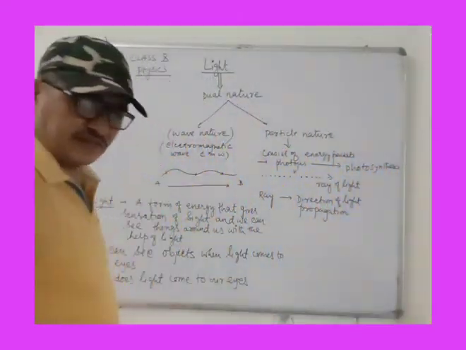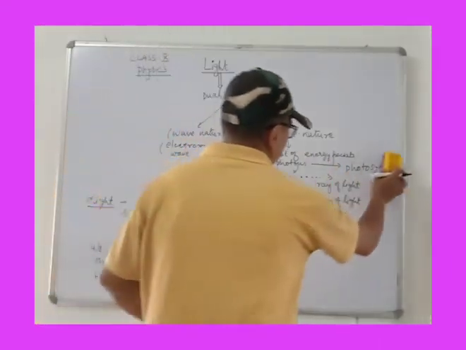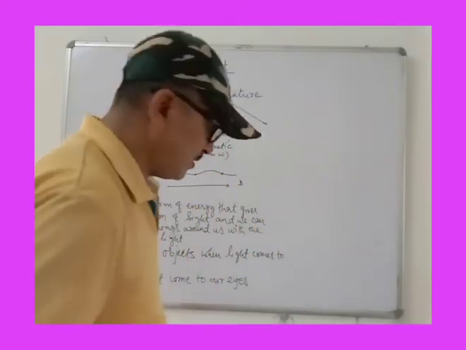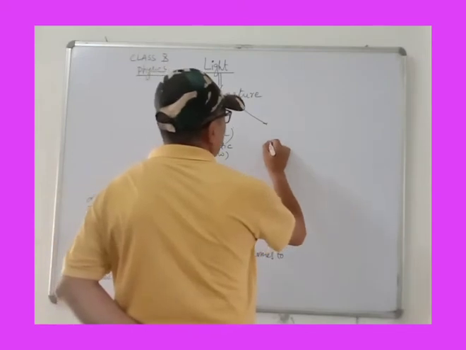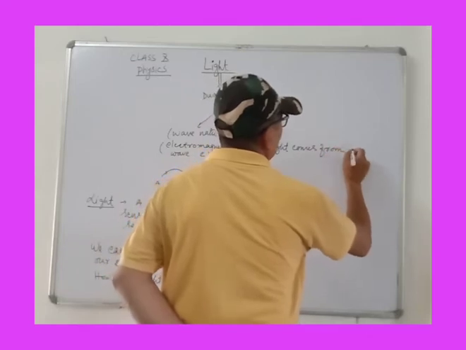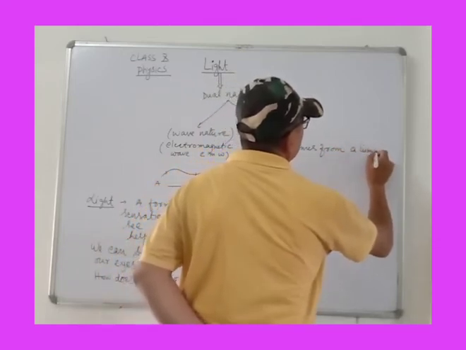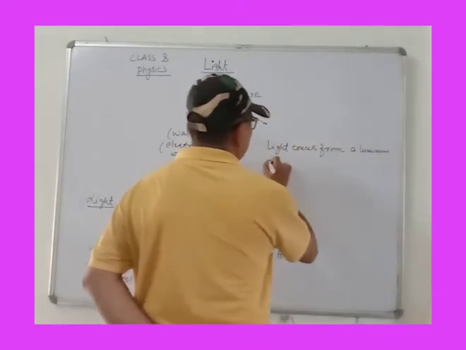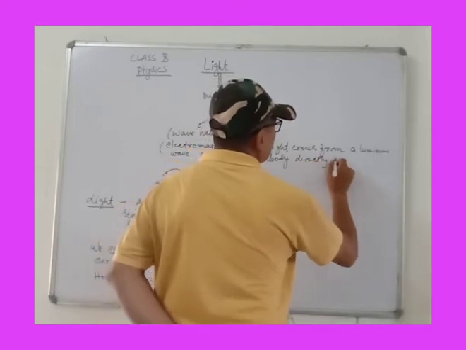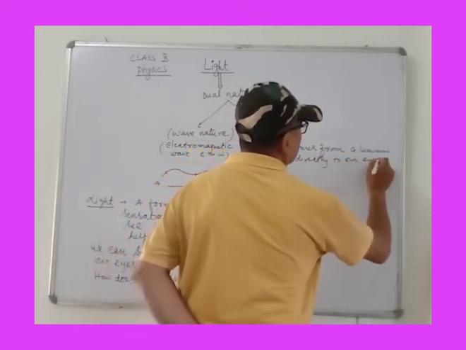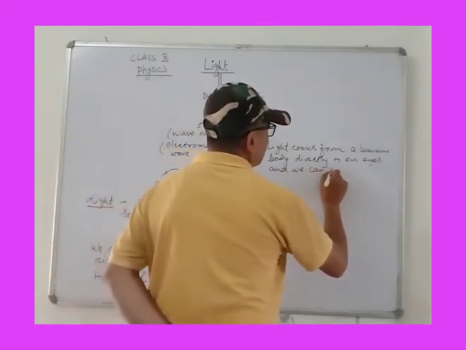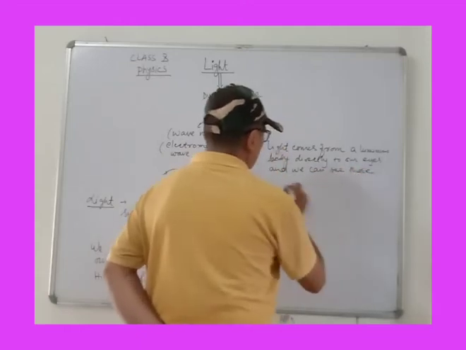So light comes to our eyes in two ways. From luminous body, light comes directly to our eyes, and we can see those luminous bodies.